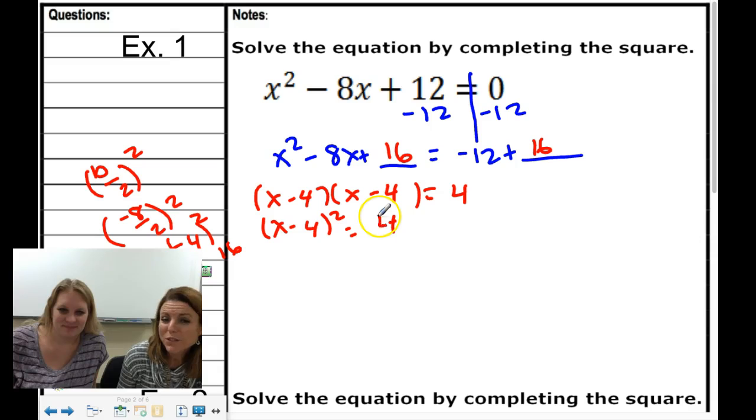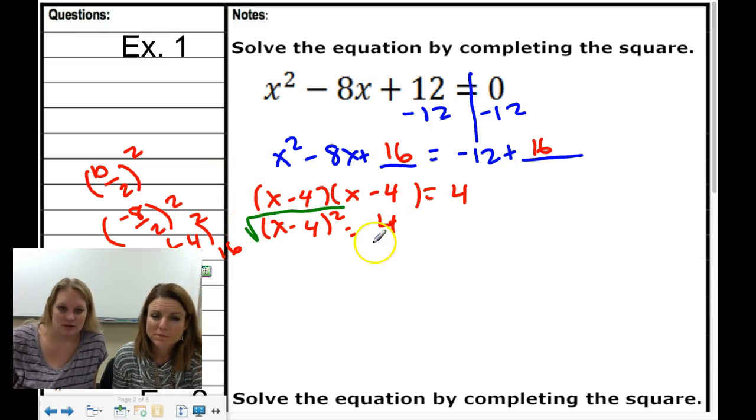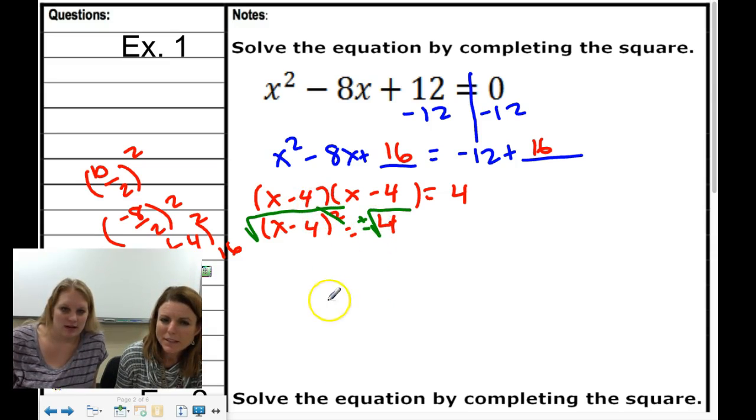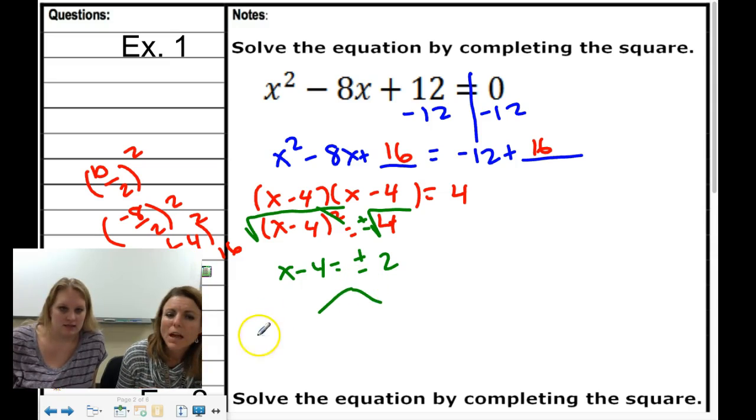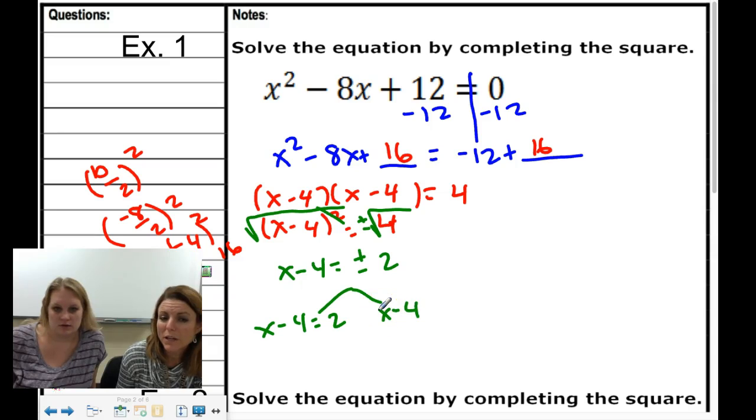So now we're solving for x, so we need to take the square root of both sides. When I do that, I need the plus or minus. So we get x minus 4 equals plus or minus 2. We now have 2 equations: x minus 4 equals 2, and x minus 4 equals negative 2. And we're solved. Well, we add 4, and we get x equals 6. And we add 4, and we get x equals 2.